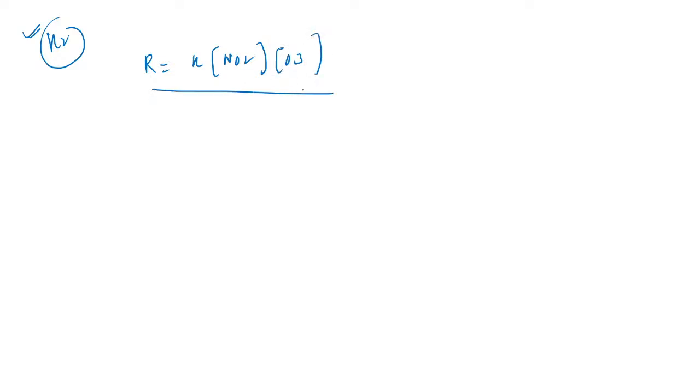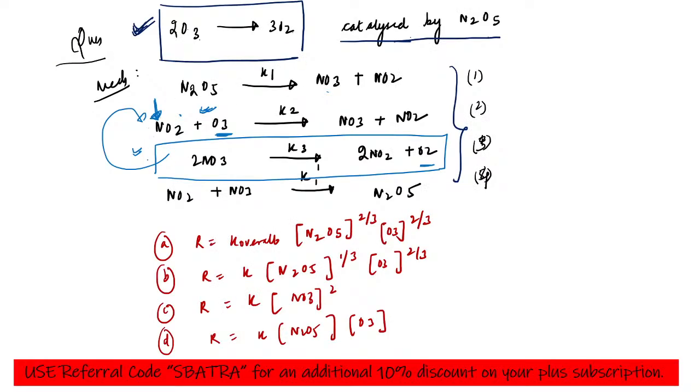Can I write this thing? Yes, everyone, definitely, that would be whole square. Okay, that would be whole square. So can I write this thing? Rate is equal to K NO2 into O3.